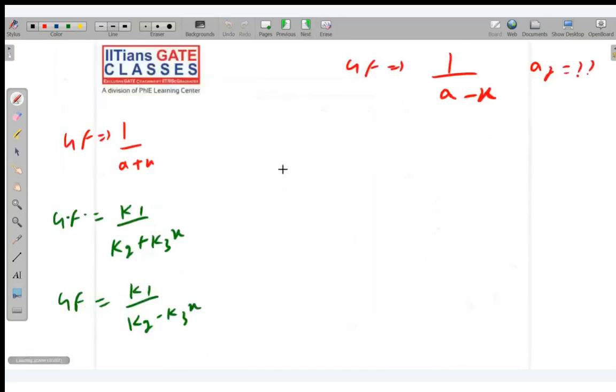Now see this, 1 upon a minus x. What is the numeric function? Now if you have done integration and all, you will be able to answer this question very easily. You have to do very small manipulations and you will get the answer. Please let me know.